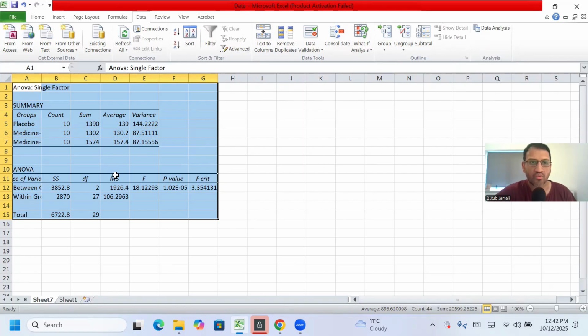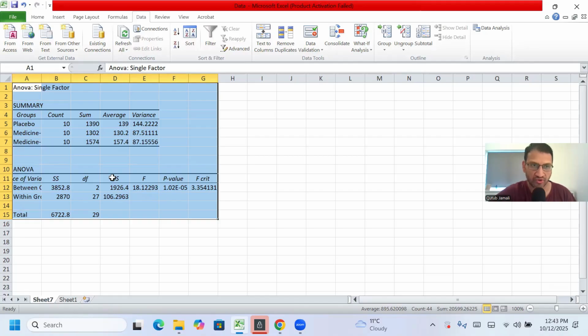Now, what you need to focus on is the means here. The mean for placebo is this, for medicine 1 is this, and for medicine 2 is this. This gives you an idea of which medicine's mean blood pressure is within the normal range, potentially. As you can see, in medicine 1 the mean blood pressure is within the normal range compared to medicine 2. However, is this significant?